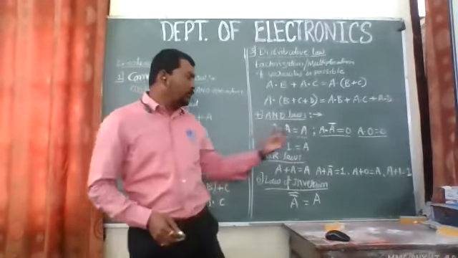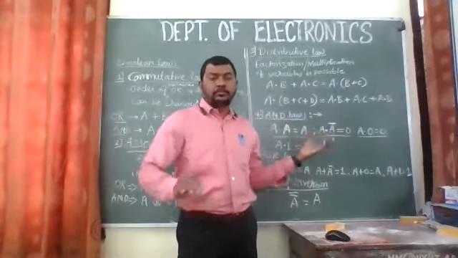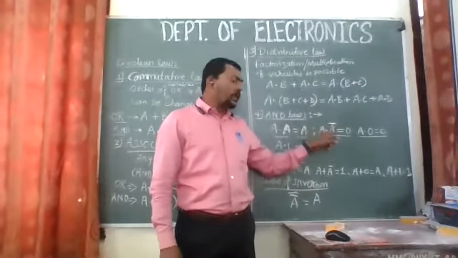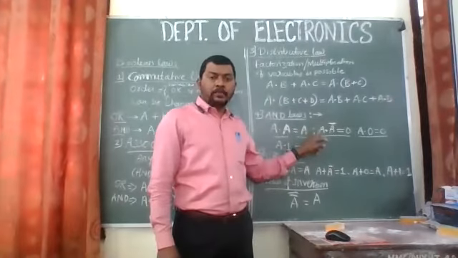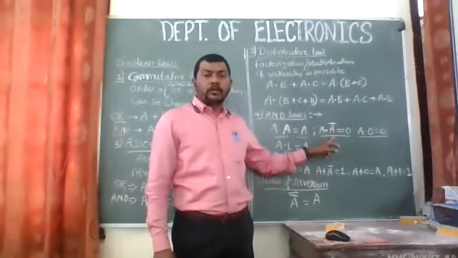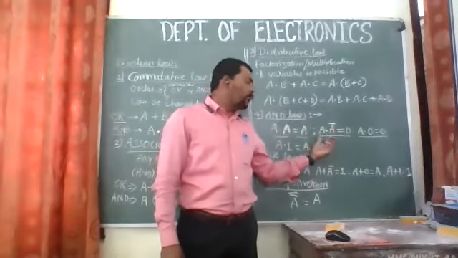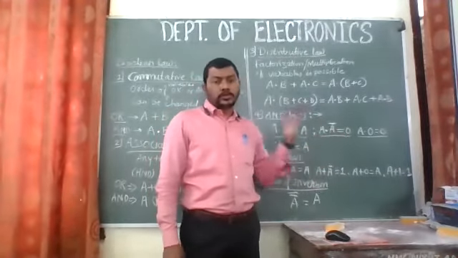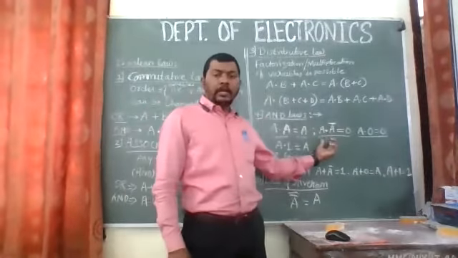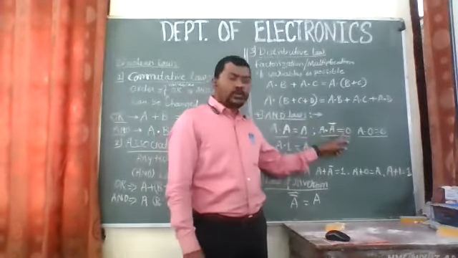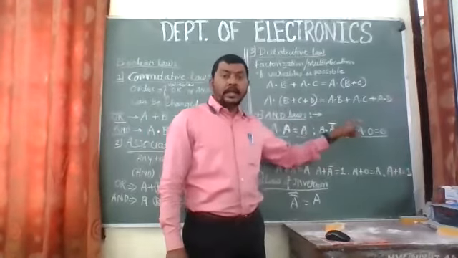Second, A dot A complement. So one of the variables will become 0. If A equal to 1, then A complement will become 0. If A equal to 0, then A complement will become 1. Right? So one of the variables is going to become 0. Therefore, the output is supposed to come as 0. So the second AND law is A dot A bar is equal to 0.